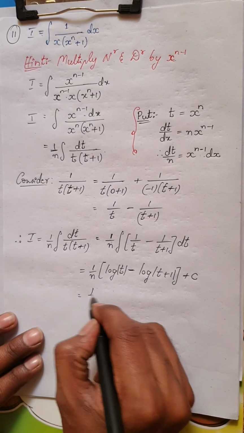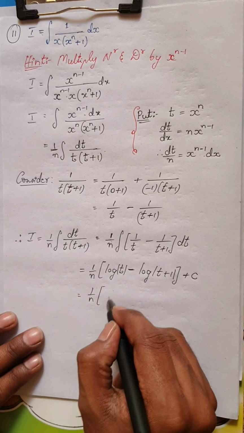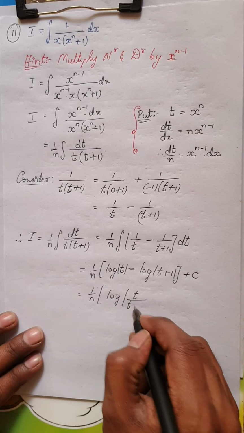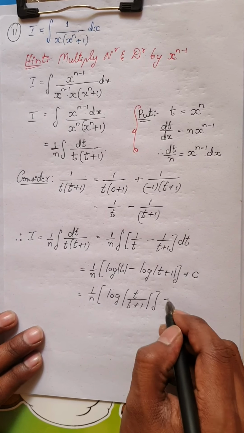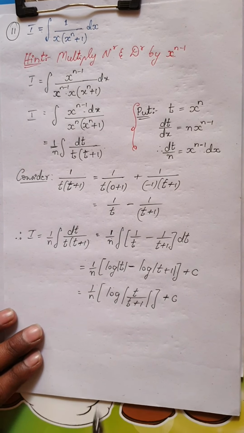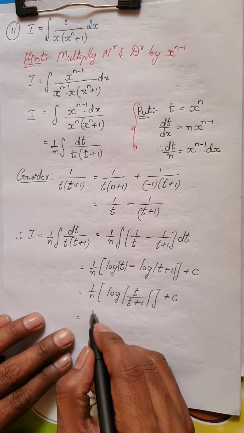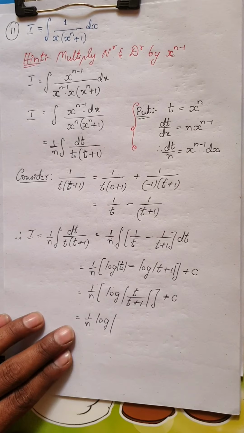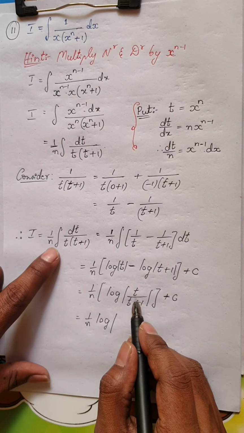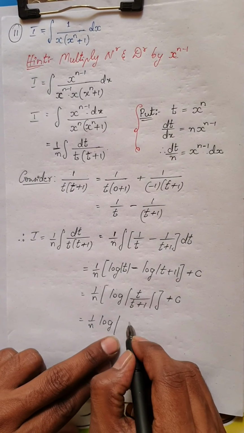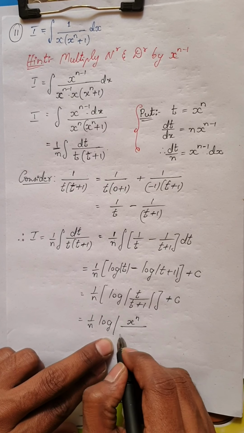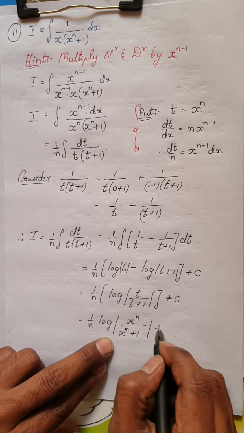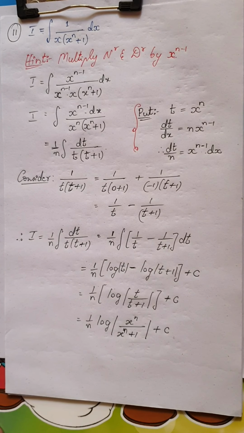So this is nothing but 1 by n into, now log m minus log n form, so this can be written as log of m by n. So t divided by t plus 1 plus c. Is it clear? So you can write it as 1 by n log of mod, let us replace back t, which is x power n divided by x power n plus 1 plus c, which is the constant of integration.